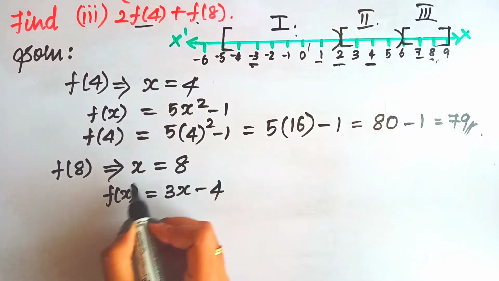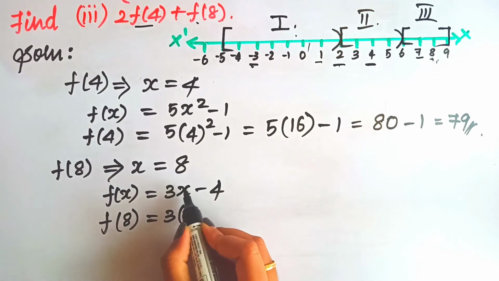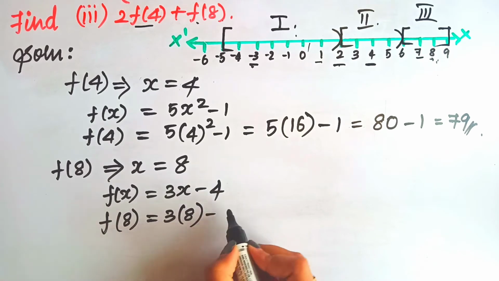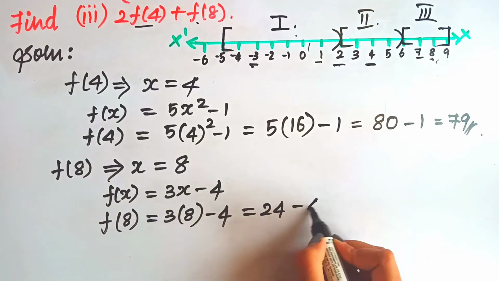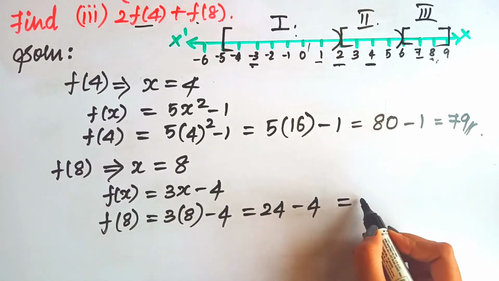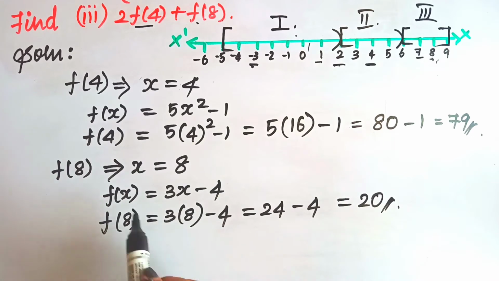So now let's replace 8 here in the place of x. So 3 into, in the place of x we are writing 8, minus 4. So 3 8s are 24. So 24 minus 4 will be equal to 20. So we have found this: f of 8 is equal to 20.